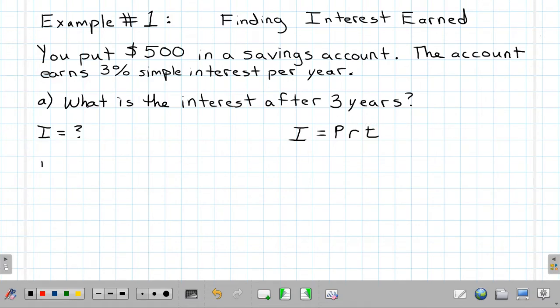So if we go to the principal, P, well, the principal, once again, is how much we initially put into the savings account, okay? So how much did we put into the savings account?